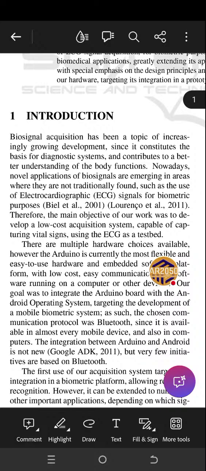Biosignal acquisition has been a topic of increasingly growing development since it constitutes the basis of diagnostic systems and contributes to a better understanding of the body functions. Nowadays, novel applications of biosignals are emerging in areas where they are not traditionally found, such as the use of electrocardiogram signals for biometric purposes. Therefore, the main objective of our work was to develop a low cost acquisition system capable of capturing vital signals using ECG as a test bed.